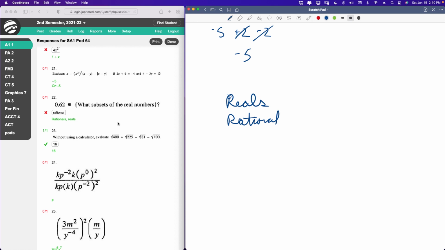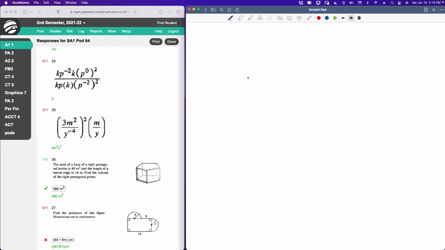All right, let's look at number 24. I'm going to clear the page. Let me go back up to the top so I have plenty of room. All right, 24. We just have to simplify it. Kp minus 2k, and then we have p to the 0 to the negative 2. Kp times k times p to the negative 2.